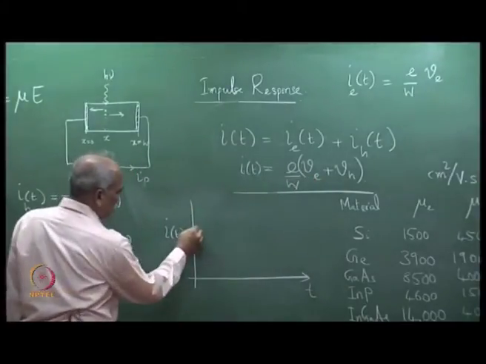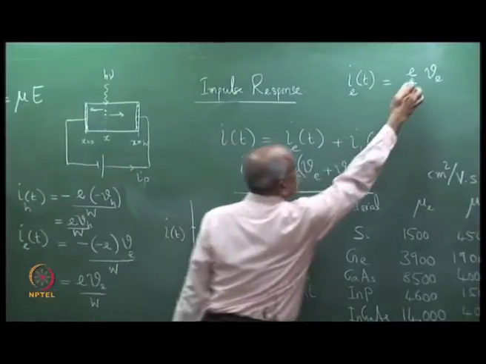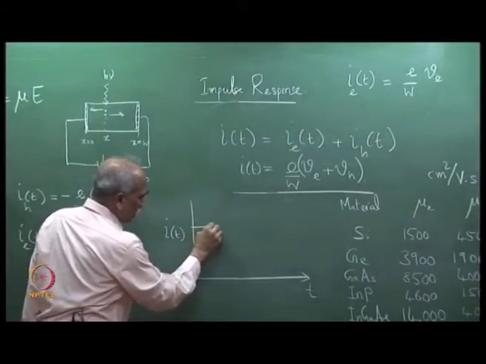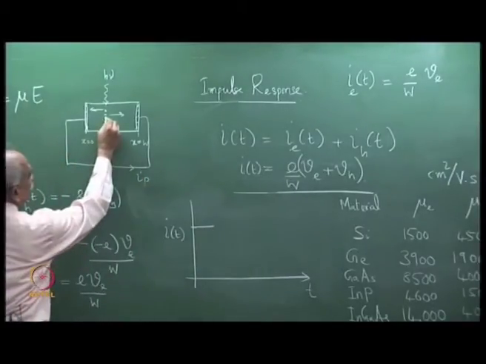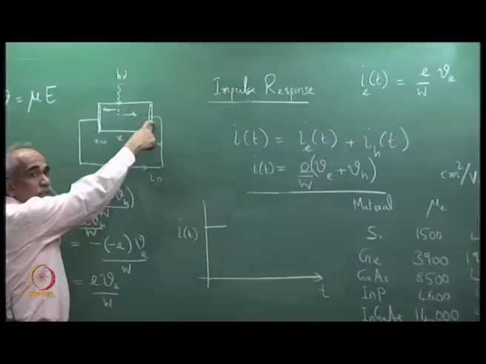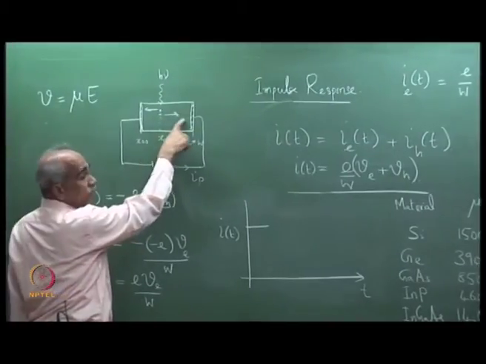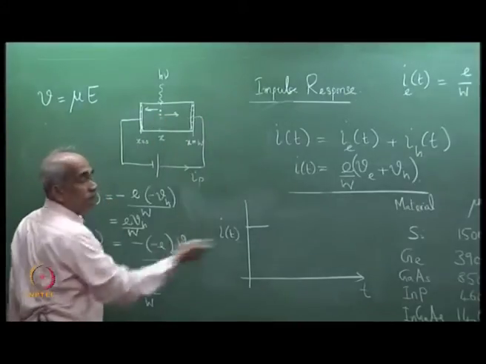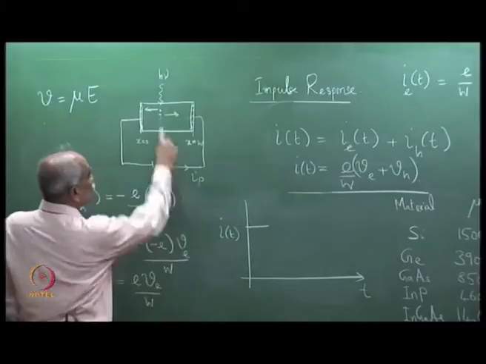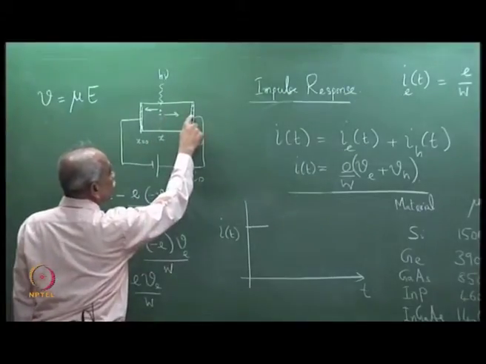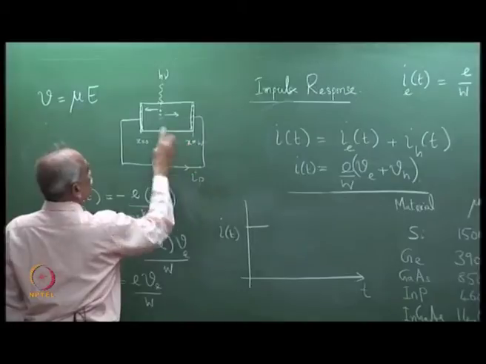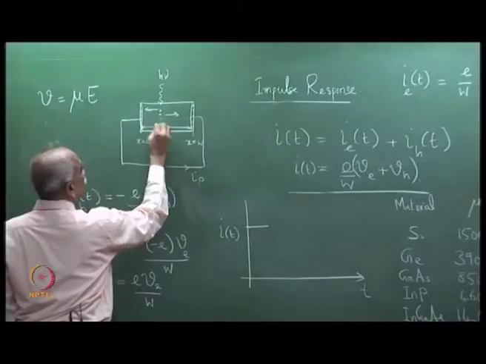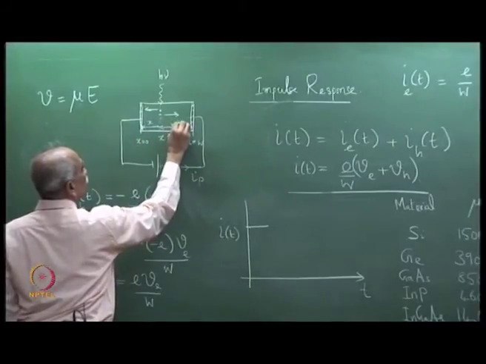So, if I say that I_e(t) is equal to this value e V_e by W, somewhere here, then current will persist till the electron is collected by the electrode here. Electron moving in the semiconductor is responsible for a photocurrent. When the electron is collected, till this time current will persist in the external circuit. So, what is the time taken for the electron to move from here to here? If this is W, then this separation is W minus X, and this is X.